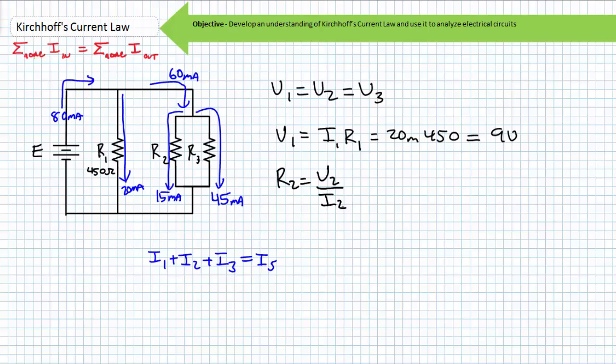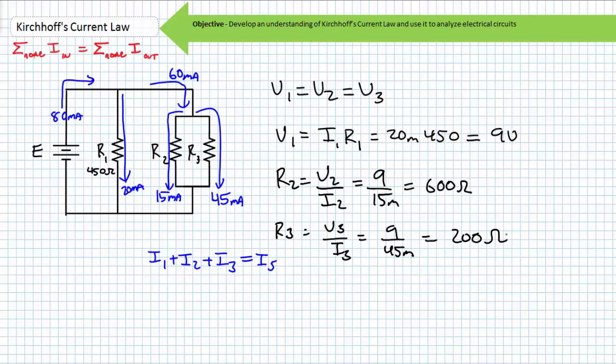Where R2 equals V2 divided by I2, substituting in the necessary values, we find R2 to be 600 ohms. R3 is V3 divided by I3. Substituting in the necessary values, we find our unknown resistor R3 to be 200 ohms.